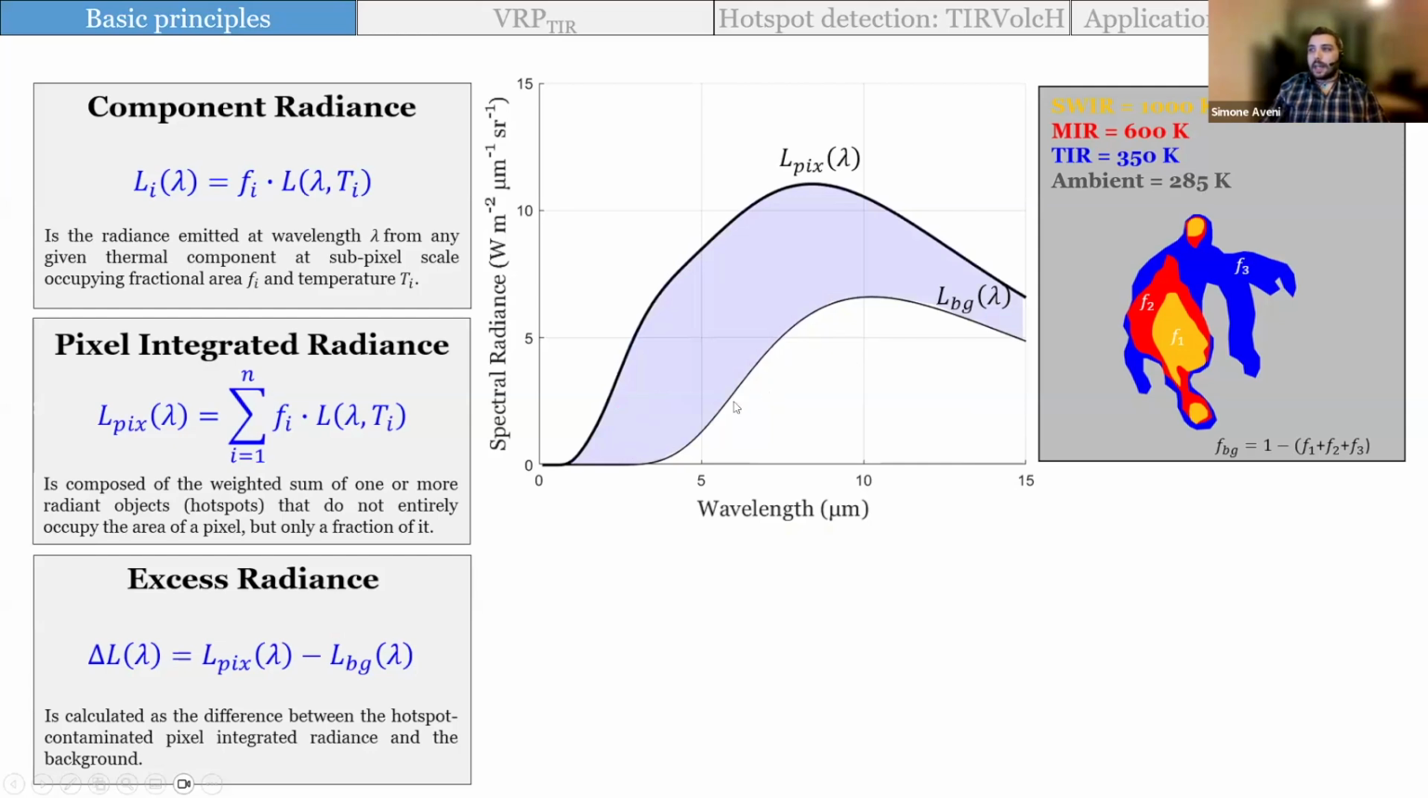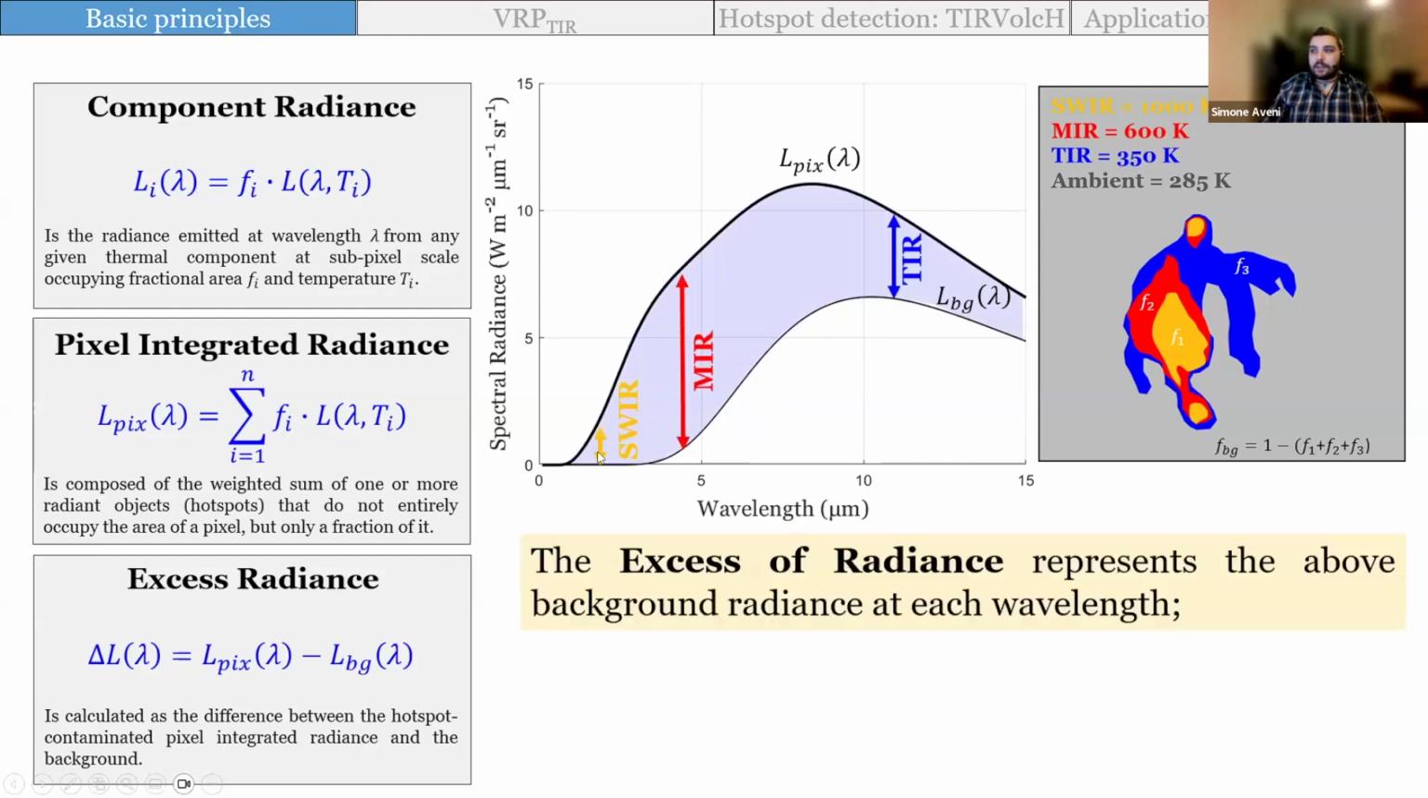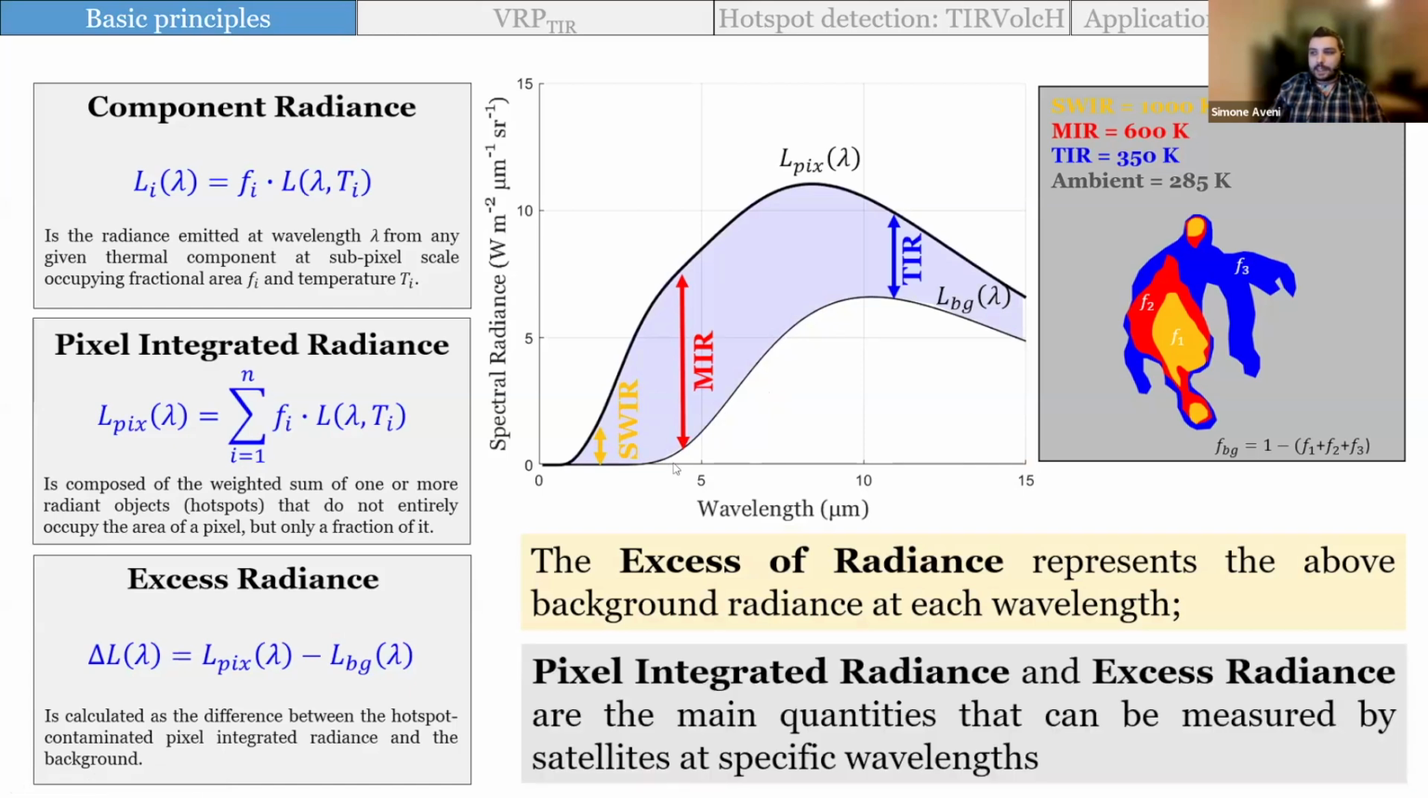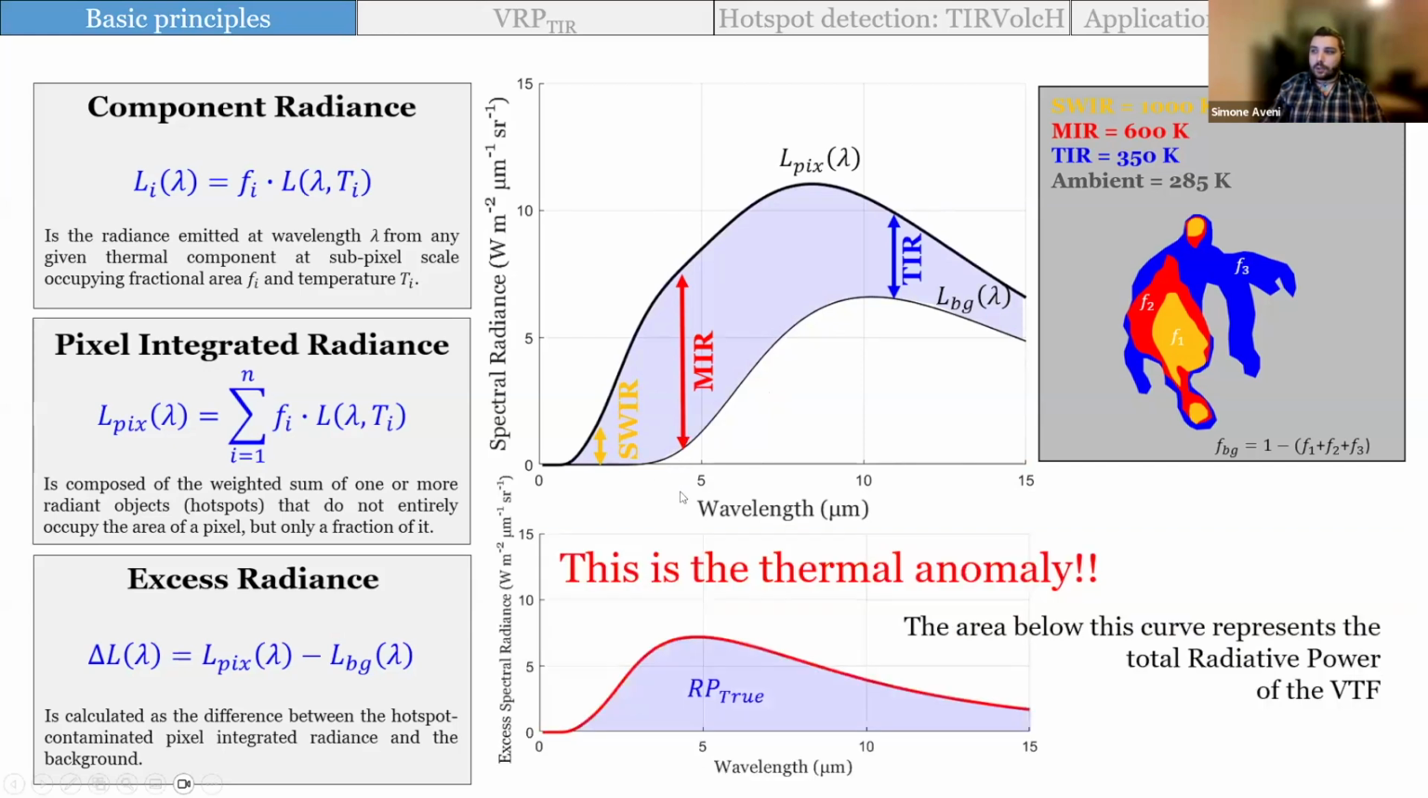And of course, the pixel integrated radiance is different as we move from the shortwave infrared to the mid-infrared and to the thermal infrared. So please bear in mind that this is the most important quantity that we can measure from satellites at specific wavelengths. So if we project this sketch here to a flat plane, we actually see what is our thermal anomaly, which is basically the area that gives us the radiative power.